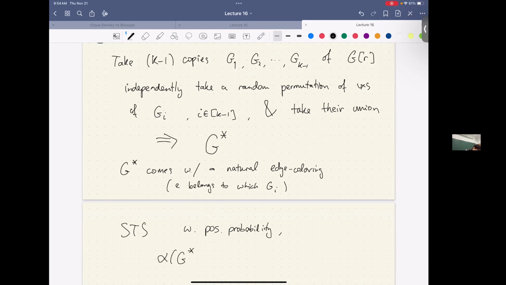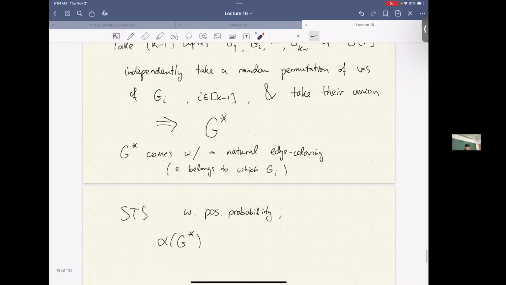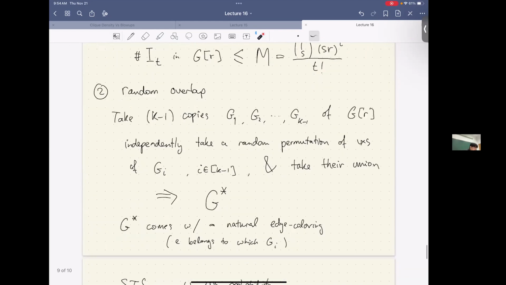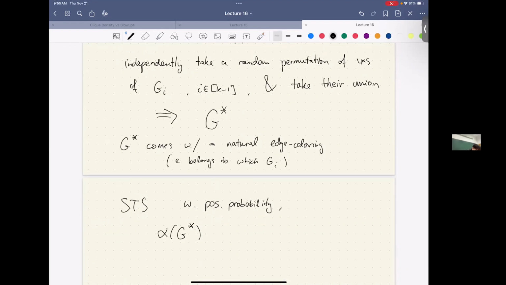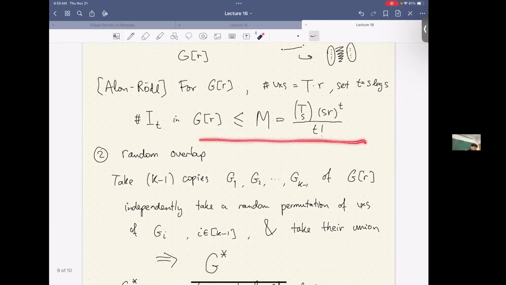alpha of G star. Now we need to control the last color, which is the complement of G star. That's the last color. Its clique number there is the independence number of this graph. You want to bound this to be at most T, actually, we will show. And we know the number of independent sets of size T is at most M.